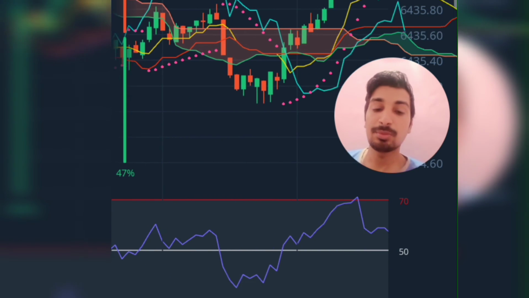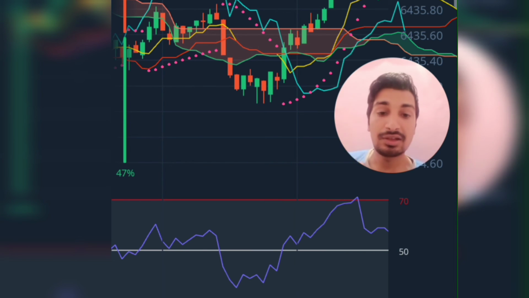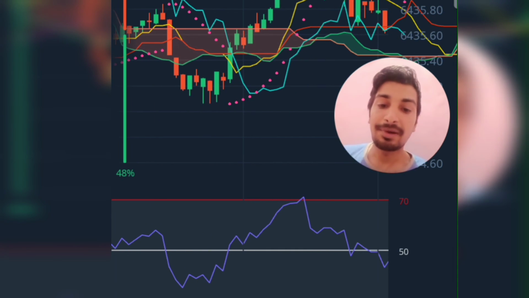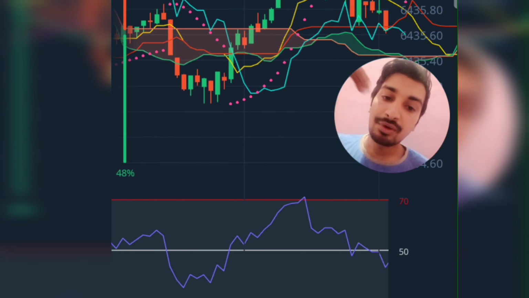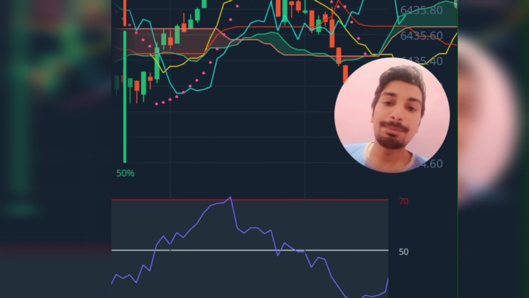See, the price keeps moving between the overbought and the oversold zone. 30 is generally the oversold zone and 70 is the overbought zone. So the price moves between that, and it is easy for you to predict. Once it touches the top, you can sell it, and once it touches the bottom, you can buy it. So this is how you use the RSI indicator. It is one of the most simple indicators to use.